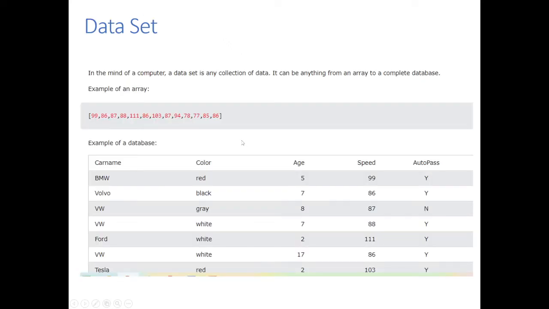Dataset. In the mind of a computer, a dataset is any collection of data. It can be anything from an array to a complete database. As an example, this is a dataset. We have an array of numbers. And this one maybe is a database or table of the database. We have several columns like car name, color, age, speed, and autopass. And then these are the data, the records or the rows of the table.